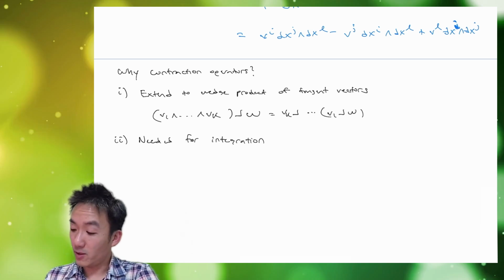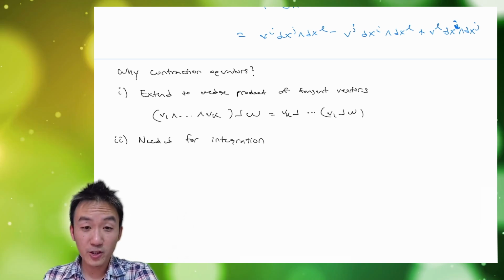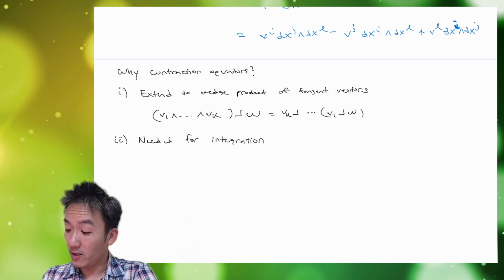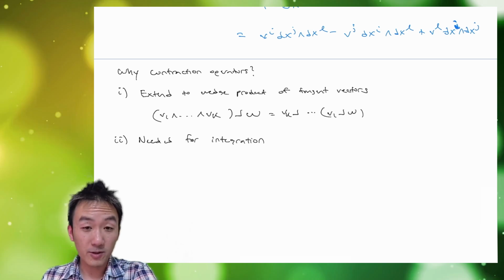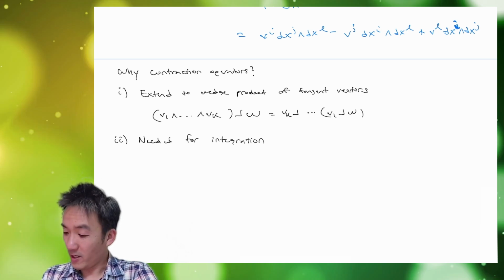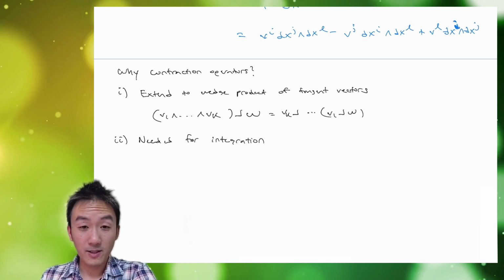So there's going to be a lot of interaction between tangent and cotangent vectors when we do integration of differential forms, and this contraction is going to show up, as we'll see soon. Okay, so let's finally get to the notion of integration.